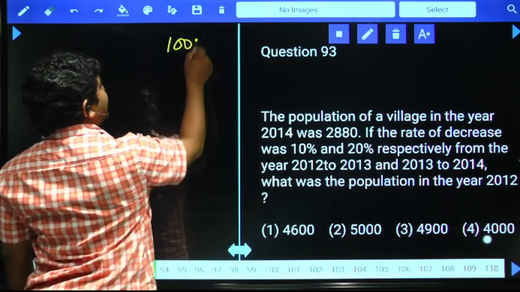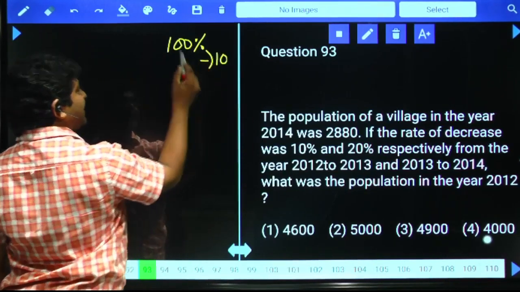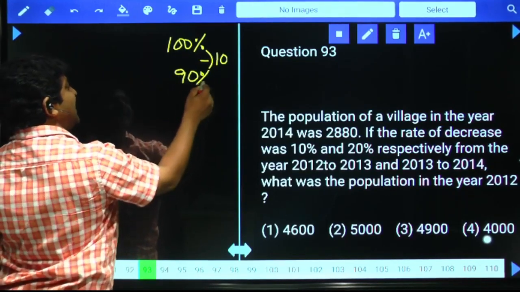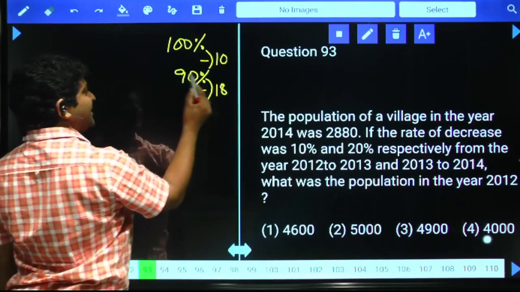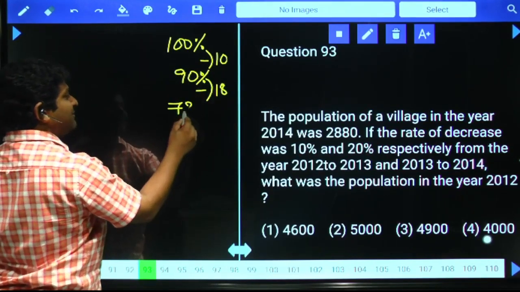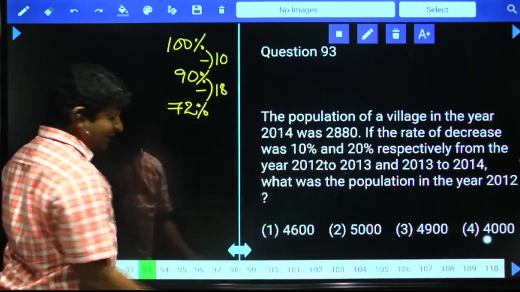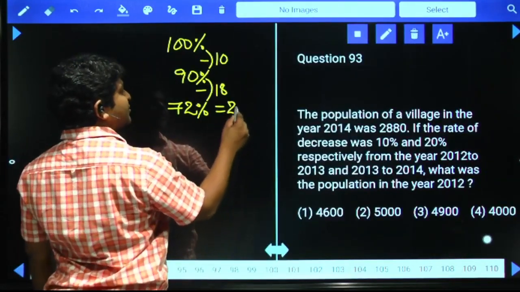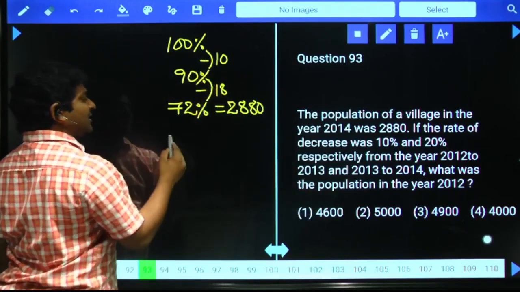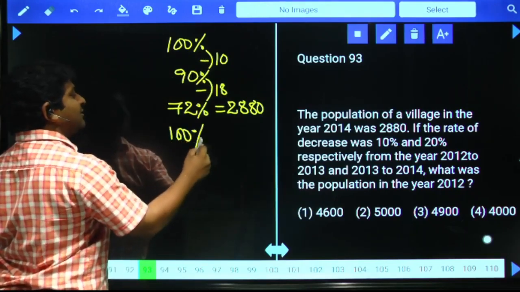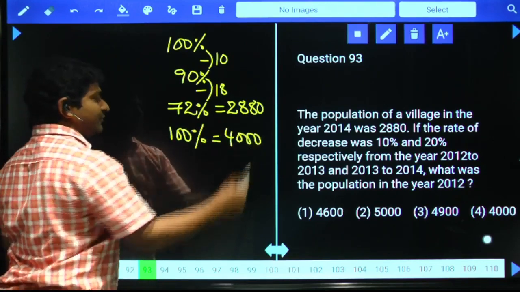Then in the first year it decreases by 10%. 10% of this number, in the sense we have to subtract 10. The value becomes 90%, and next year it decreases by 20%. 20% of this number is 18. When you subtract 18 from 90, it becomes 72%, which is equal to 2,880. If 72% is 2,880, then the population in the year 2012 was 100%. 100% is equal to how much? 72 times 40 is 2,880, so 100 times 40, that is equal to 4,000.